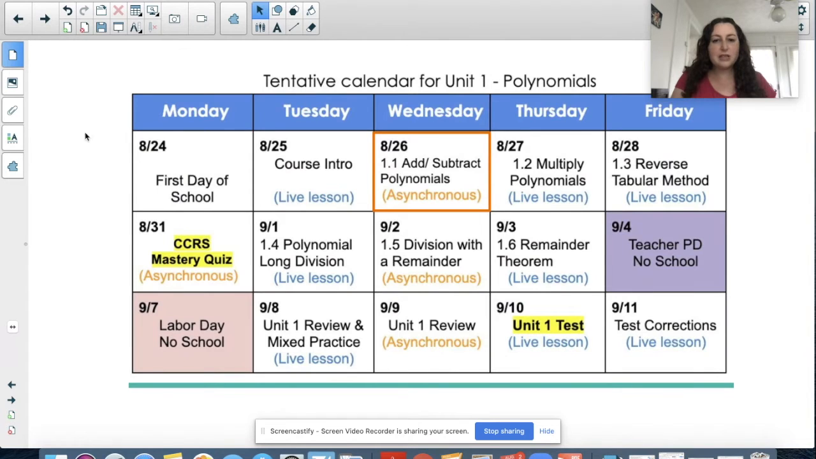Just to give you a preview of what the week looks like, yesterday we introduced the course, this asynchronous lesson, and then you'll have your first quiz on Monday. That is a way of checking that you've really mastered the skills from the first 3 days. Then we finish up the unit with the test 2 weeks from Thursday. Again, this is tentative, meaning it could easily change as I see how things go, if I need to push things off. But here's the tentative plan.